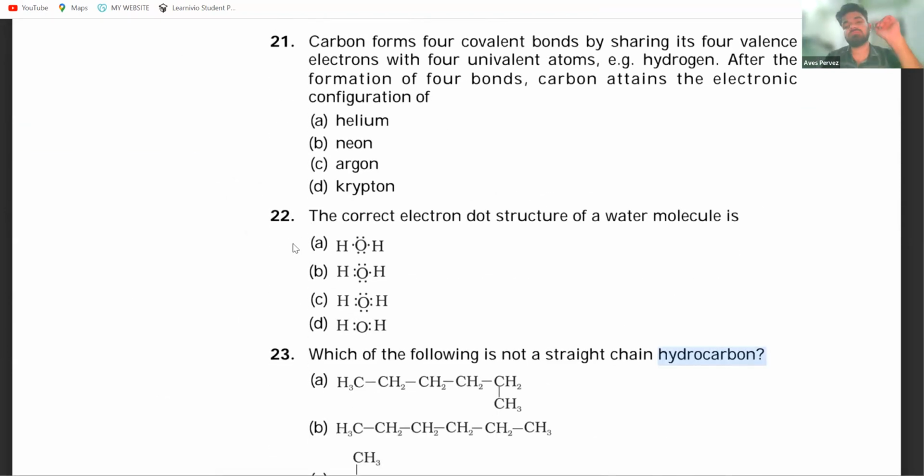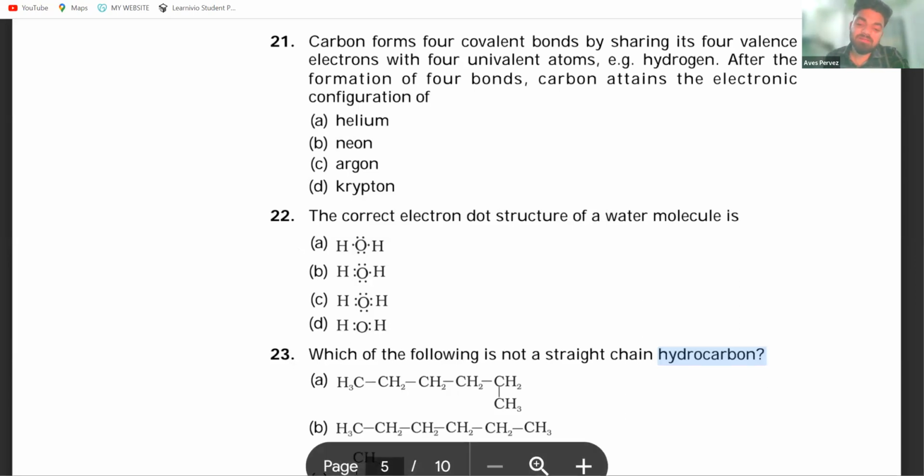Question number 22. Which is the correct electron dot structure of the water molecule? Which one is correct? C. Yeah, C is correct. Why is C correct? Here the 8 electrons are represented, but you can see here that it is similar to this.